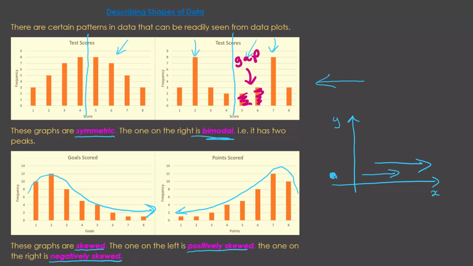And you might even be able to spot outliers if you had all your data up here, and then you had a tiny little value over there. You might be able to spot that as being an outlier. And of course, right in the middle there, I've got yet another gap.